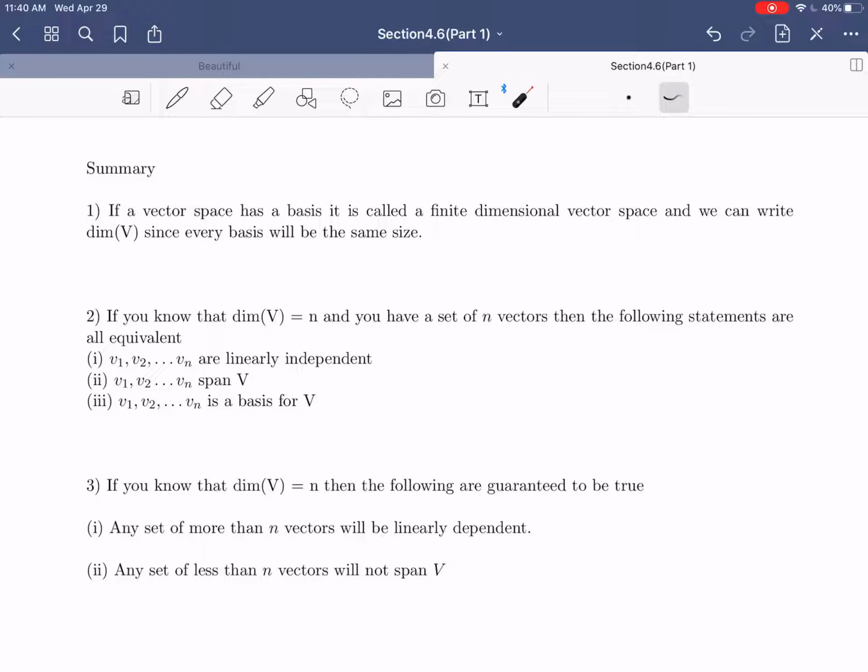In the next video, we'll actually investigate determining whether or not different sets of vectors are bases for vector spaces, and we'll really make use of this thing here and this thing here because computationally these are very useful facts. And then we'll finish up this section by giving an example of something that doesn't have a basis, that is an infinite dimensional vector space.